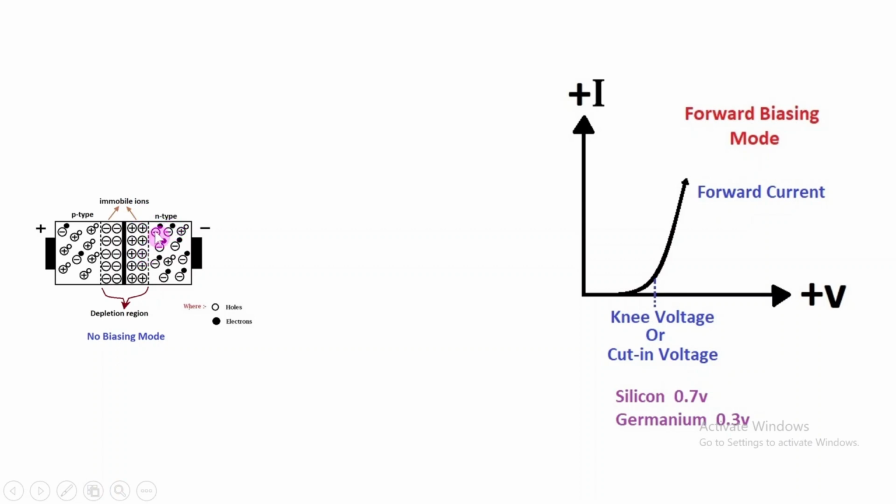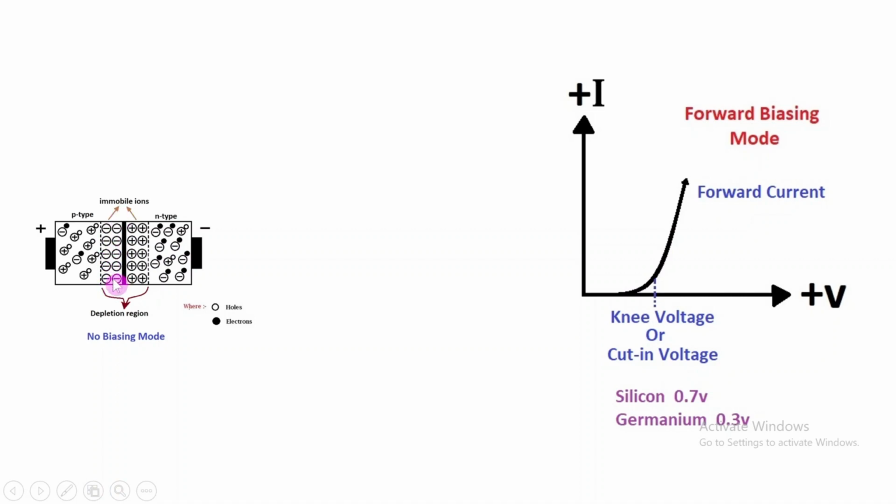Inside this junction, we have immobile ions. Towards the N-type material, we have positive immobile ions, and towards the P-type material, we have negative immobile ions. Inside this PN junction, we have no free electrons or holes, so we call this the depletion layer.